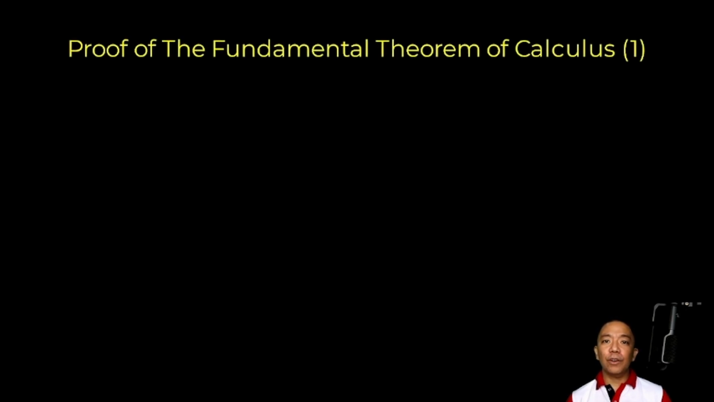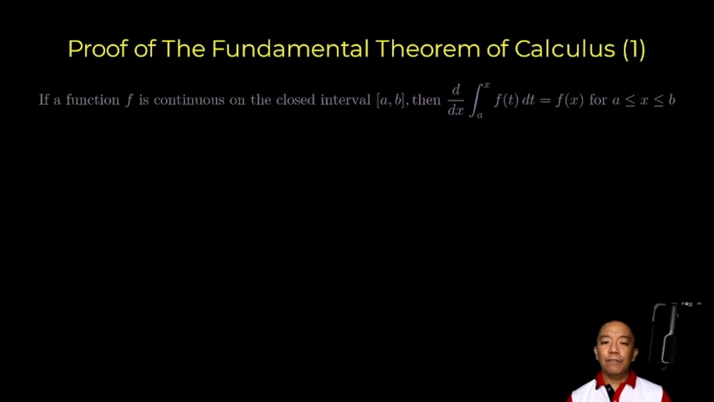Good day! Today we'll go through the proof of the first part of the Fundamental Theorem of Calculus. So ano ulit siya? Sinasabi niya that if a function f is continuous on a closed interval from a to b, then the derivative of the integral from a to x of f of t dt is equal to f of x for all x values between a and b. Bakit ito significant? Kasi kinoconnect niya yung concept ng differentiation sa concept ng integration.